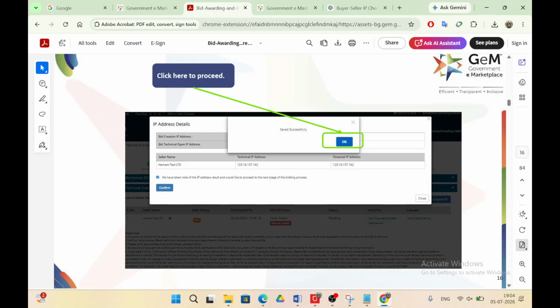Another thing I want to tell is that these reports are often submitted to the primary user in the buyer department also, where buyer and seller common IP address is same. So these reports are being generated by GeM portal and being sent to the primary user.